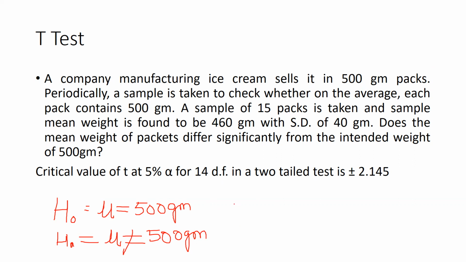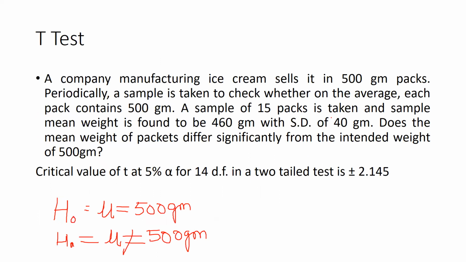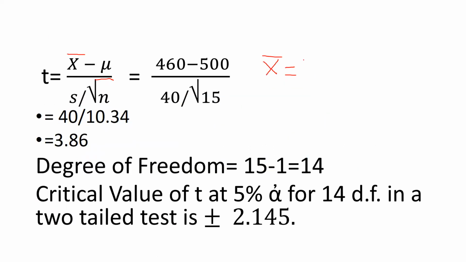Ultimately, what we have to do is simply put in this formula: x bar minus mu, divided by s over root n. What do you understand by x bar? X bar is the sample mean, and what is the value of this? 15 packs, 460 grams.